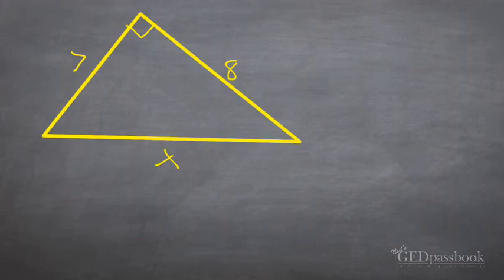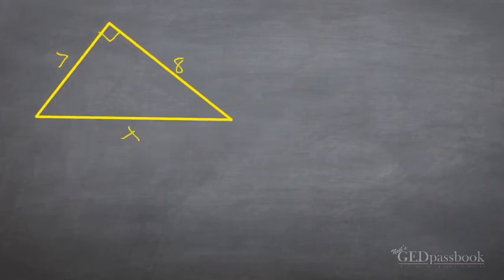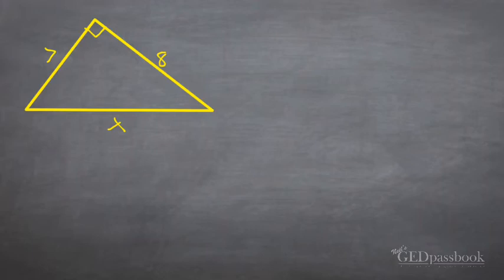Look at the diagram, and your mind should immediately say Pythagorean theorem. Even though they're talking about distances here in the word problem, even though they're talking about miles, that should never throw you for a loop. You should see it and immediately know you're looking for the missing side of a right triangle here. So, what's the Pythagorean theorem? A squared plus b squared equals c squared.